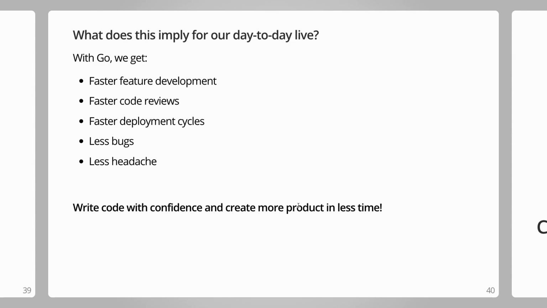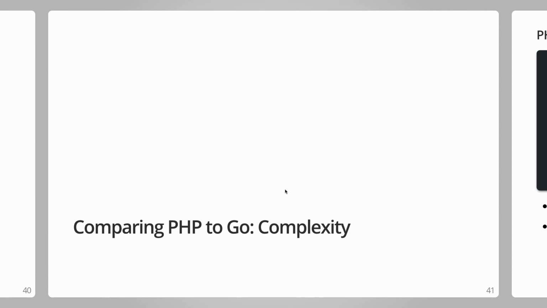So what does this imply for our day-to-day life? In Go, we can develop features more quickly. We have faster code reviews because we only have to focus on the logic. We should not worry about having all types correct because the compiler is much better at this. This means our code gets faster to our customers and we can finally write code with confidence again. So this has been the part where we saw how Go prevents you from screwing up.